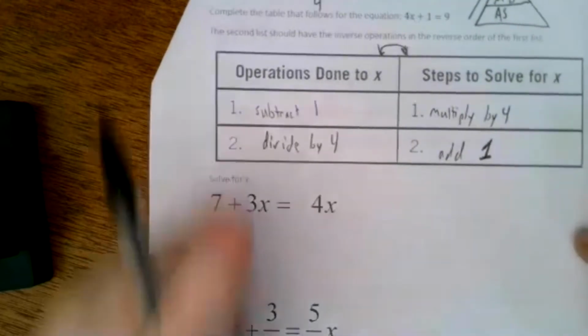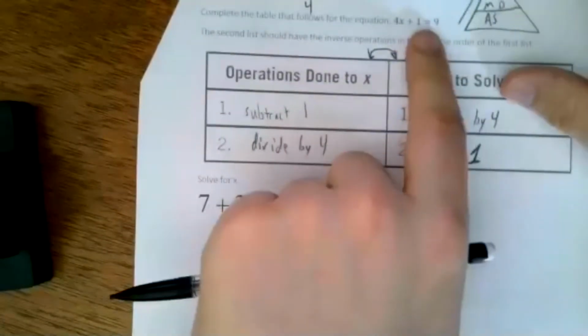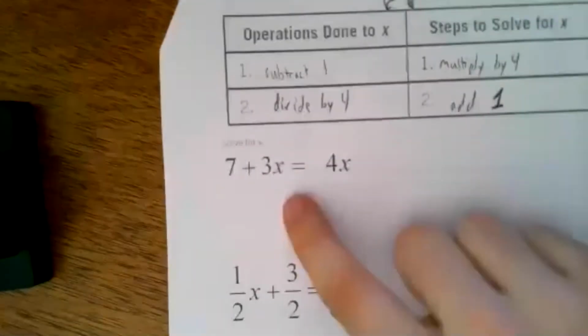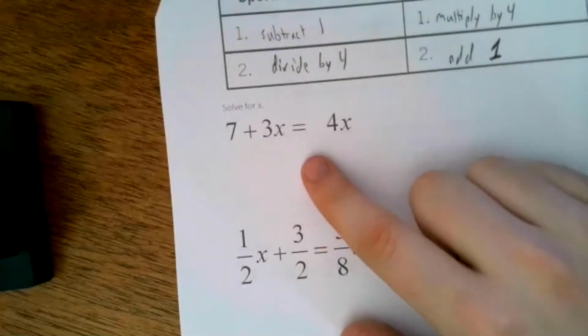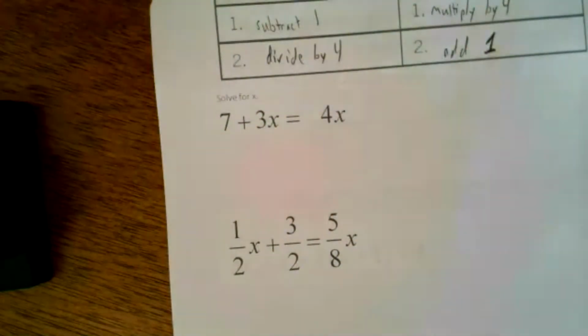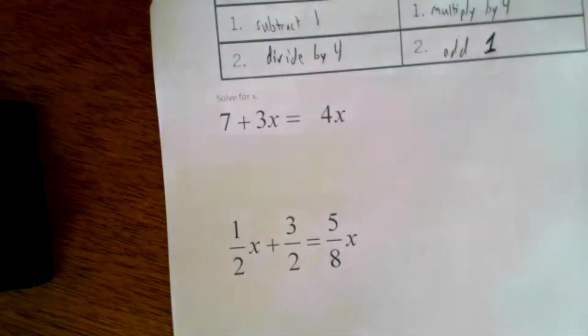Okay. So that was just kind of an example to ease you into two-step equations, right? So we have 2 steps to solve for this equation. Okay. So what if I have this one over here? I have 7 plus 3x equals 4x. So how can I solve for this one? What's a step that I could take to get all the x's by themselves on one side?